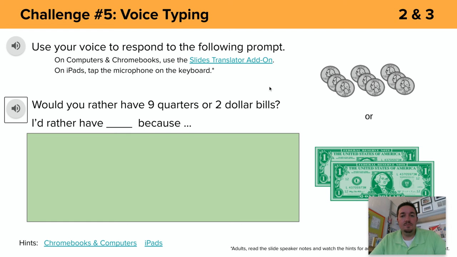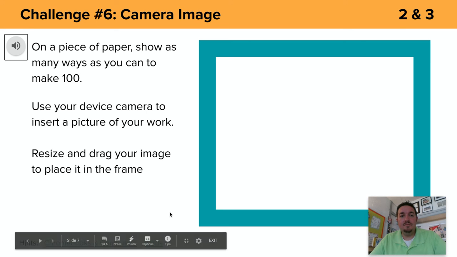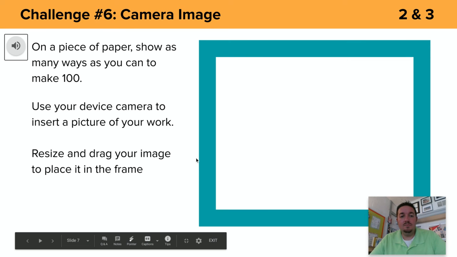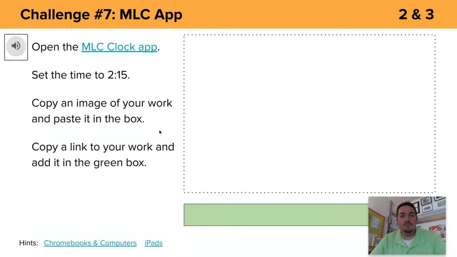I would rather have blank because... Okay. On a piece of paper, show as many ways as you can to make 100. Use your device camera to insert a picture of your work. Resize and drag your image to place it in the frame. Open the MLC clock app. Set the time to 2:15. Copy an image of your work and paste it in the box. Copy a link of your work and add it in the green box.